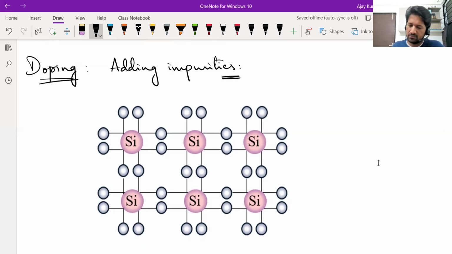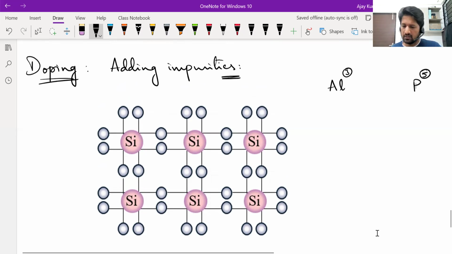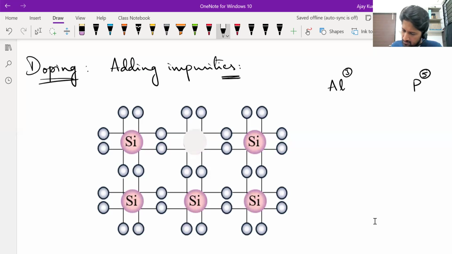What are the atoms which are similar in size to silicon? Atomic number 13, aluminium, and atomic number 15, phosphorus. Consider these two. Aluminium has 3 valence electrons, phosphorus has 5 valence electrons. Imagine replacing one of these silicon atoms with aluminium. Aluminium atom and silicon atom have almost the same size.